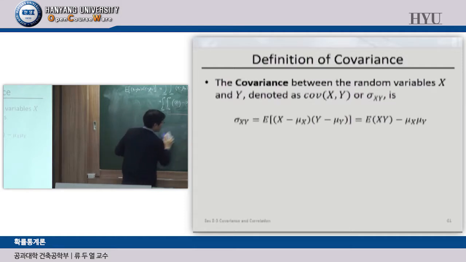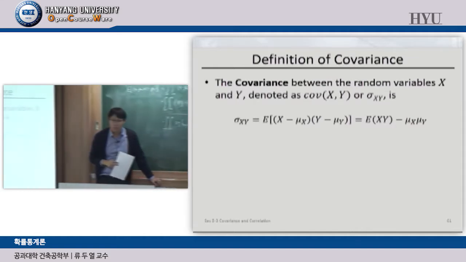So which means that this can be written as the double integration from minus infinity to infinity of x y f_XY(x, y) dx dy, minus mu x mu y, minus mu x mu y, plus mu x mu y times the double integration from minus infinity to infinity of f_XY(x, y) dx dy. Right? Okay?